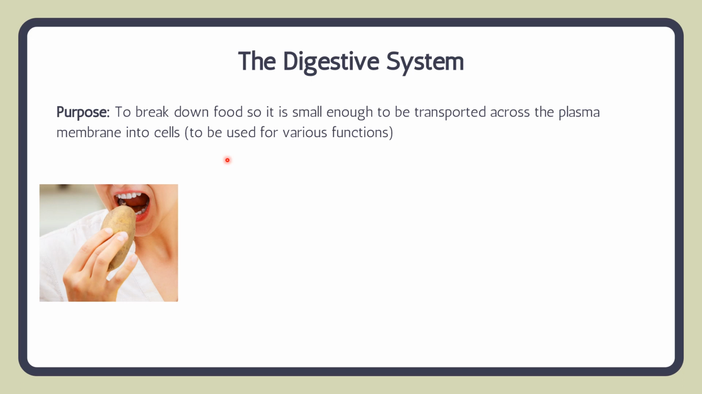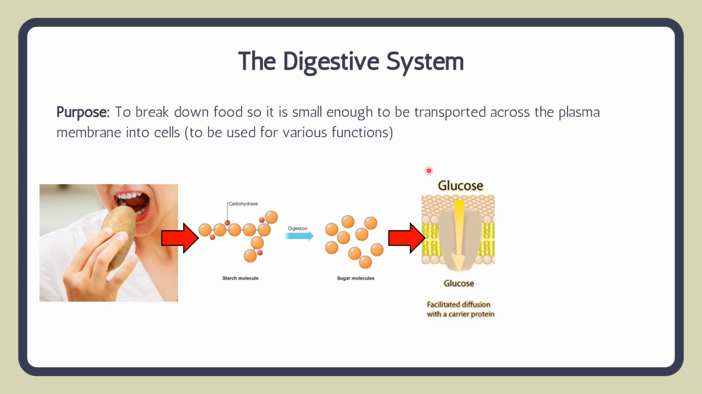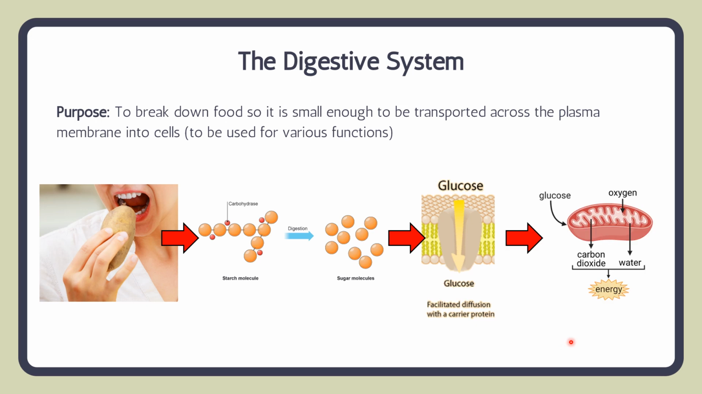So for example, you're eating a potato. Hopefully you're not eating it raw like this. You have cooked it, but you're eating a potato. In that potato, there are starch molecules, which is a type of carbohydrate. Your digestive system digests these starch molecules and breaks them down into small sugar molecules called glucose. This glucose can then easily pass through the plasma membrane and enter your cell, and we use that glucose to create energy, which your body then uses for a variety of different reasons.